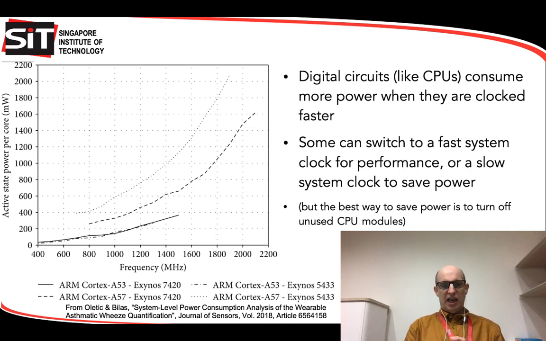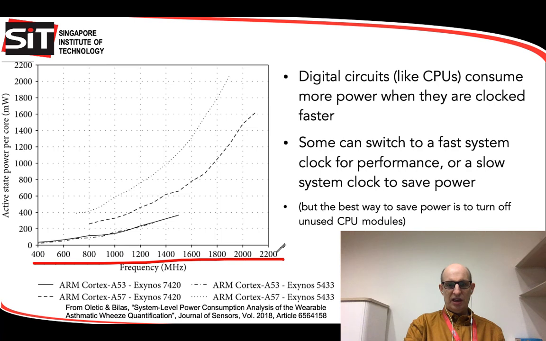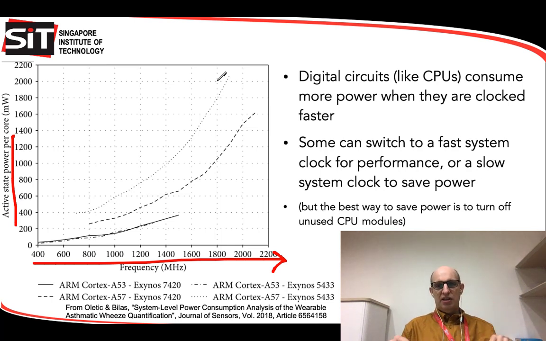And the graph here is taken from an academic paper, and the academic paper looks at various ARM-based Cortex processors, and they're operating at different speeds. If you go from the left of the graph up to the right of the graph, the speed increases in megahertz. This is the sort of processor that you would use in your mobile phone. And we can see that the amount of power being used per processor core increases quite rapidly as you start to increase frequency.